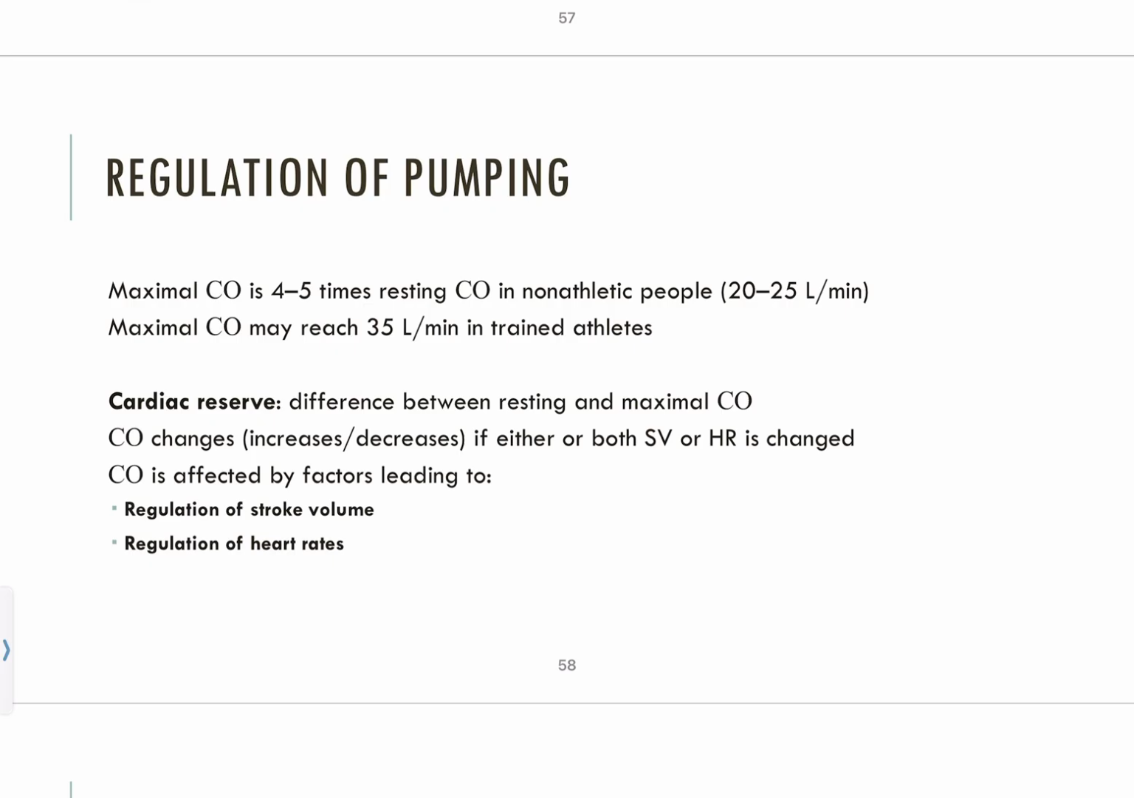So if we are a non-athletic individual, our maximal cardiac output can increase about 4 to 5 times during exercise. If we're a trained athlete, we're going to have significantly more, up to 35 liters per minute. Cardiac reserve is just the difference between our resting and our maximal output. But the important thing is that our cardiac output can fluctuate if we change any one of the components. If we change heart rate, if we change stroke volume, or if we change both.